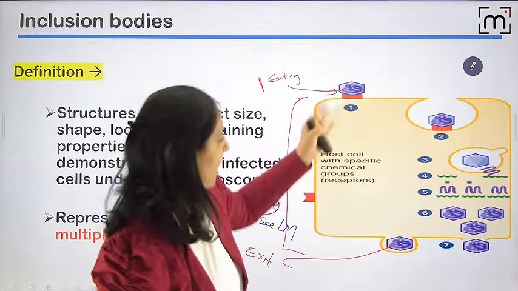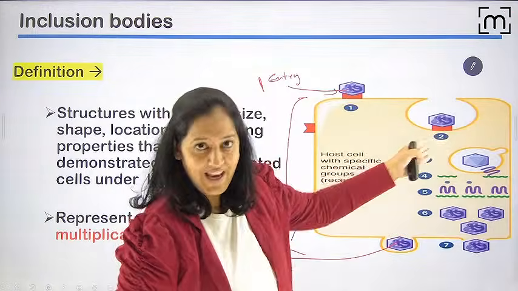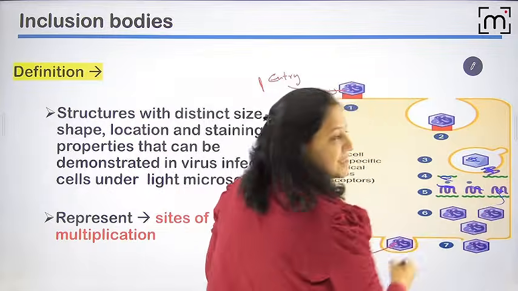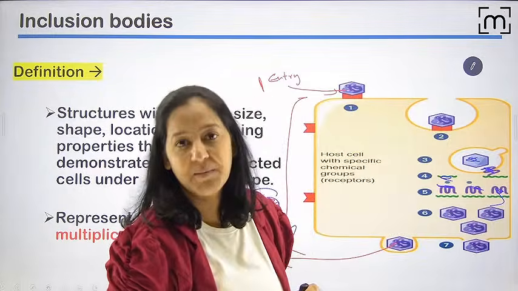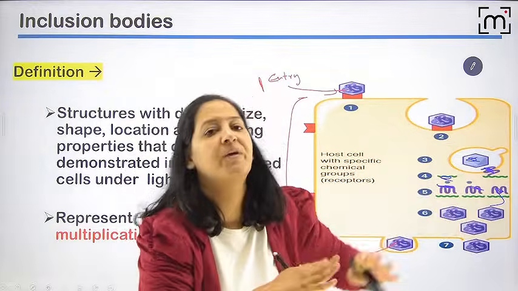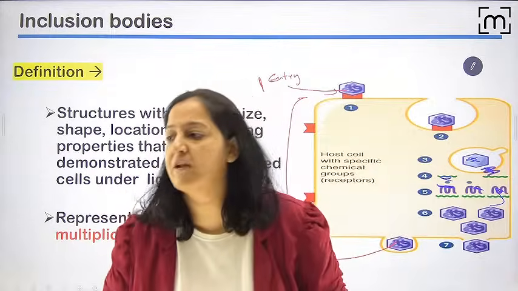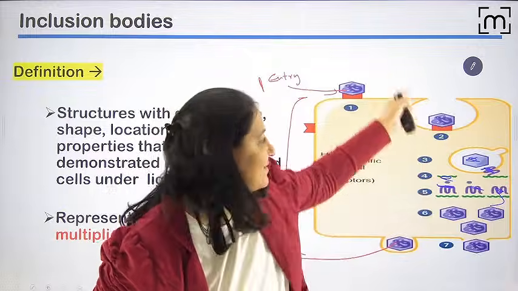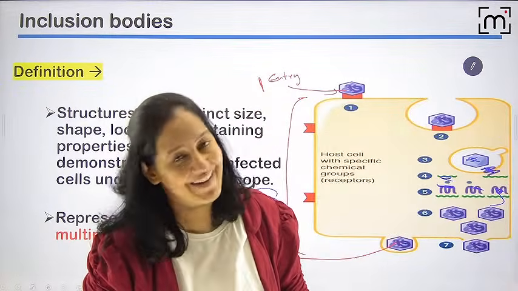I cannot see it because after going inside the host cell, the virus is fragmented into multiple pieces. It is fragmented. The nucleic acid is separated, the capsid is separated, the envelope is separated. All the things are separated. I can't find the intact virus inside the host cell, so how can I see a virus? I can't see a virus.